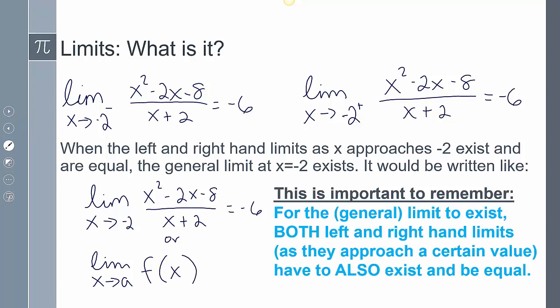then we would say that it's going to exist. So it's important to remember this. Write this down, box it, bubble it, whatever the case may be. But for the general limit to exist, both the left and right-hand limits, as they approach a value, have to also exist and be equal. That's important to remember.